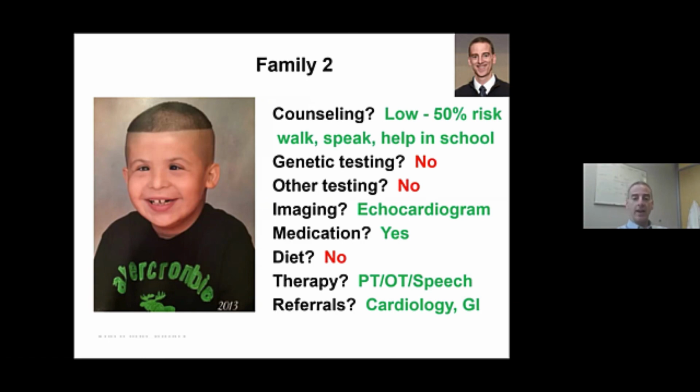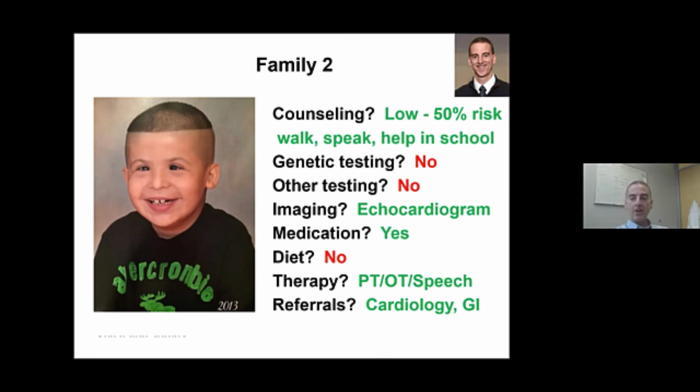We know that children that have this will walk, they will speak, but they will definitely need help in school. No other genetic testing would be needed, and they don't need any other special kind of laboratory tests. They do need imaging, though. Every child who has this needs an echocardiogram. We actually found many children that had this disorder who had not gotten an echocardiogram, and when we learned that it caused heart defects, they ultimately got echocardiograms and found heart defects.